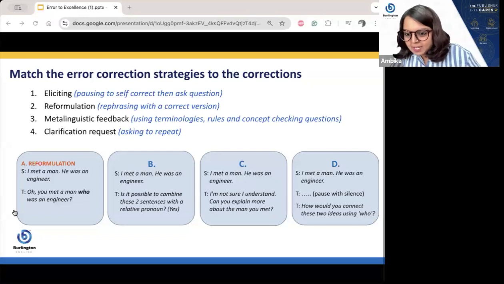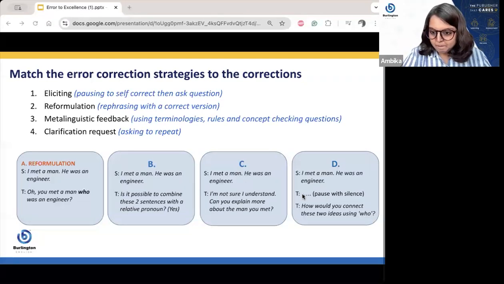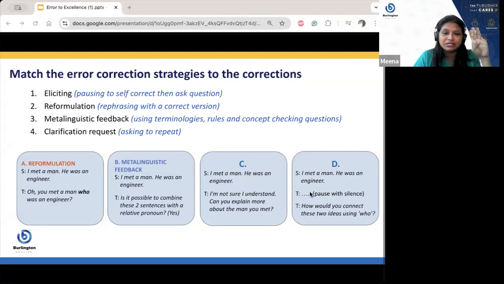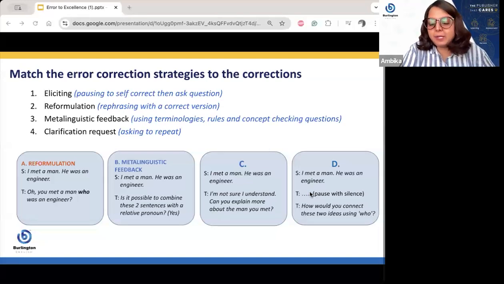And the second one, let me see anything for B people have said. I haven't gotten a proper answer till now. Okay, let's go for the B. 4B. Barkha ma'am has said 4B. Yes. Oh, awesome. But B here is your metalinguistic, so it's third. So it's your metalinguistic feedback. Metalinguistic feedback is very similar to the concept checking that you had seen previously, where it's more to do with the terminologies and the rules of grammar. So if you are teaching grammar in a very rule-specific manner, this is a very, very good way to go.